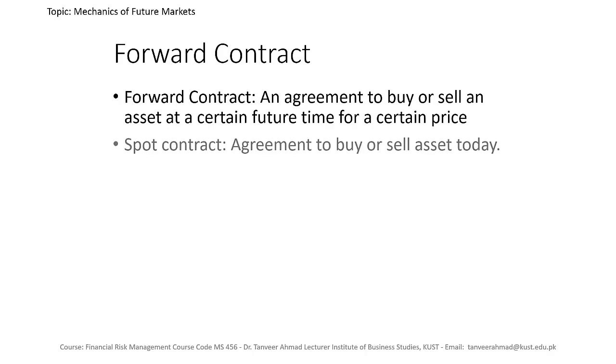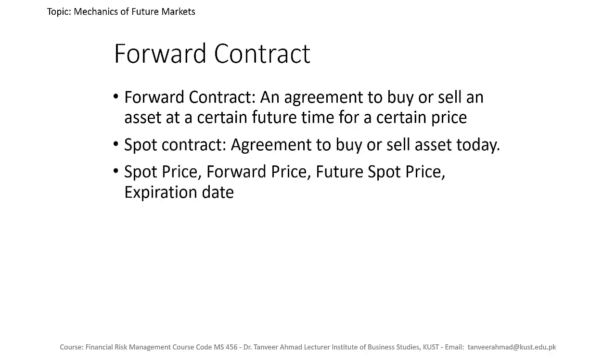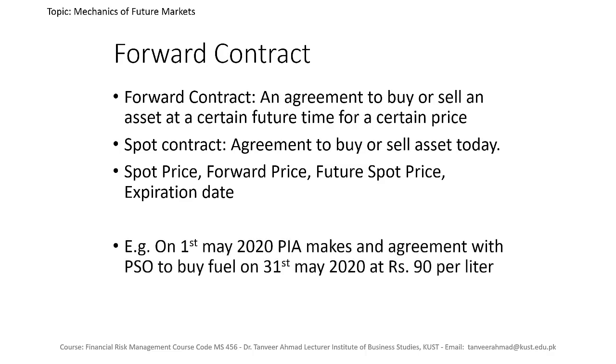There are a few terminologies that we need to discuss that are related to the forward contract: spot price, forward price, future spot price, and expiration date. So let's start with the spot price. What is spot price? It is the price of the asset, or the underlying asset. Remember, when we say asset, we mean the underlying asset. It is the price of the asset in the market at the time of entering into the contract.